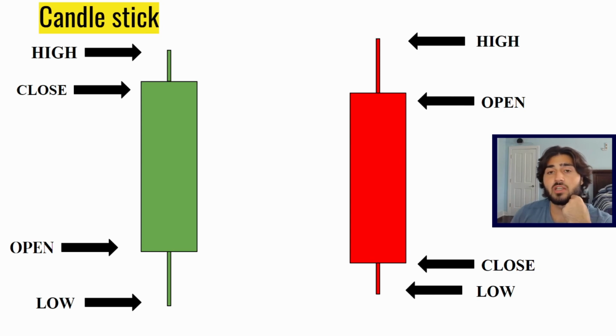The red candlestick, however, is inverted, which makes sense because you lost in that day, which means that the open would be the top of the candlestick and the close would be the bottom. So that's just basically how to read candlesticks. I hope that was informative and straightforward.